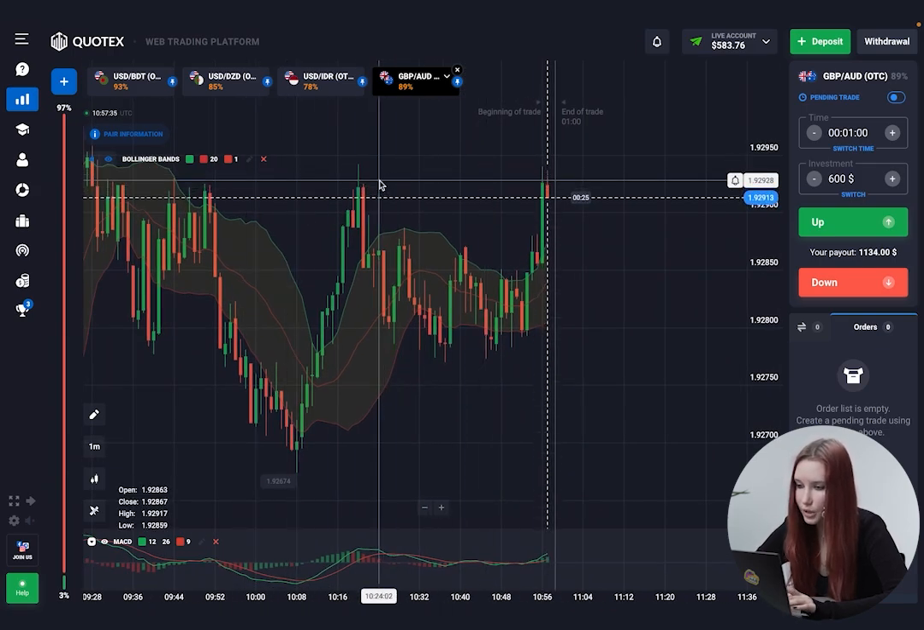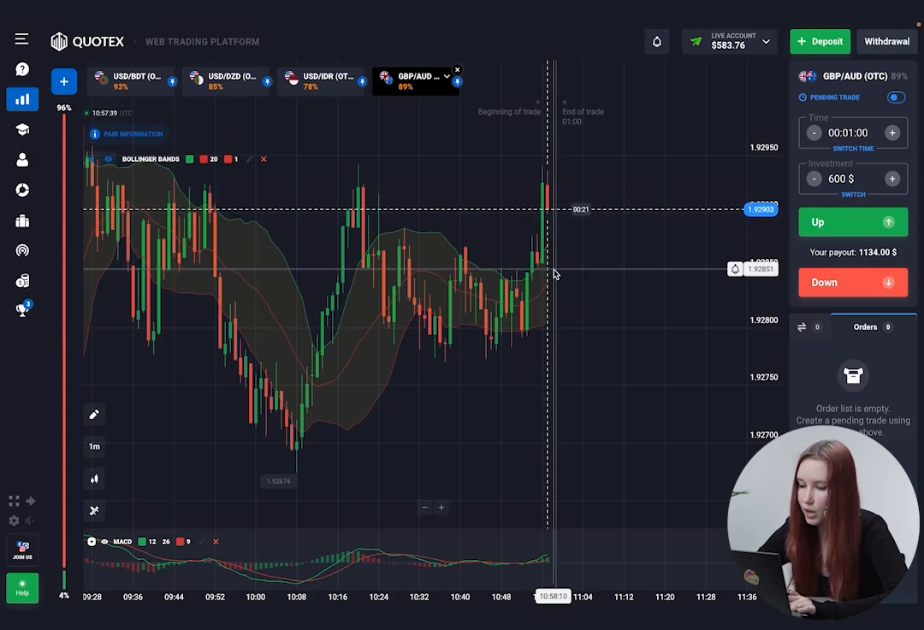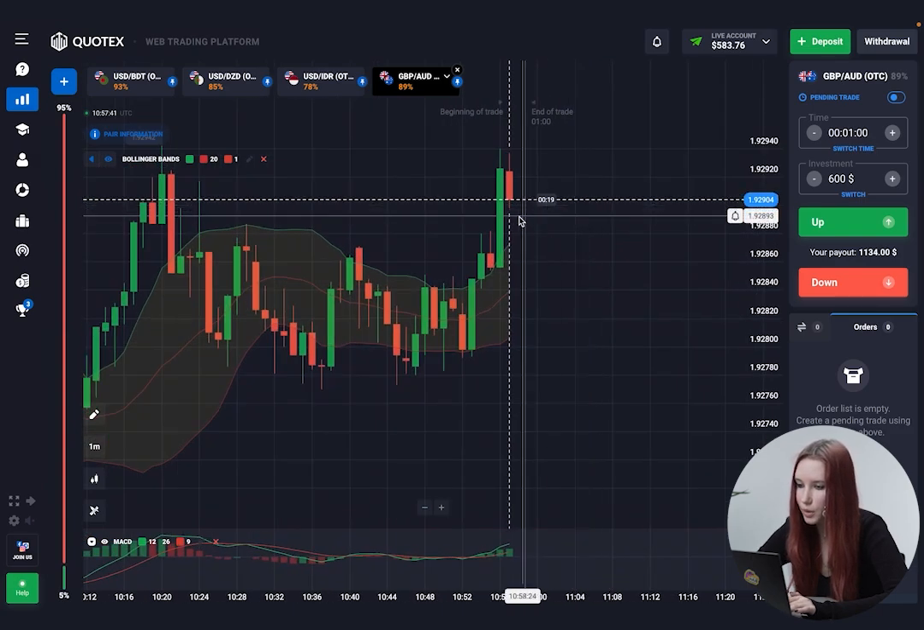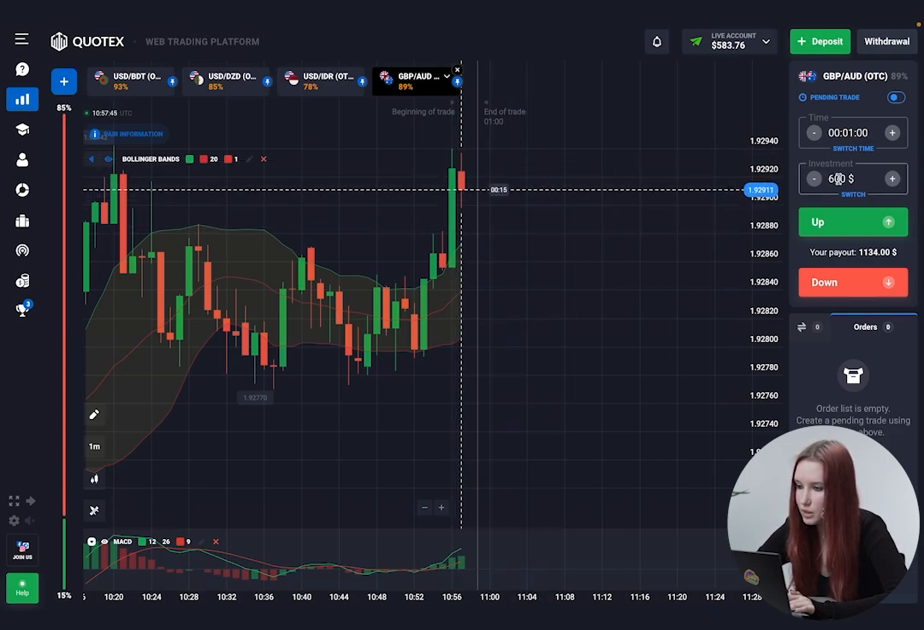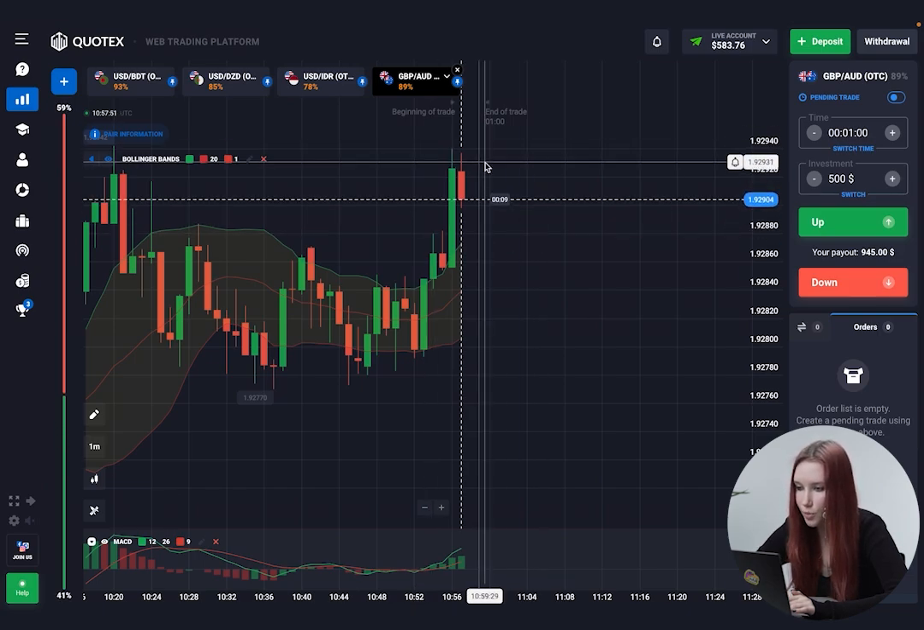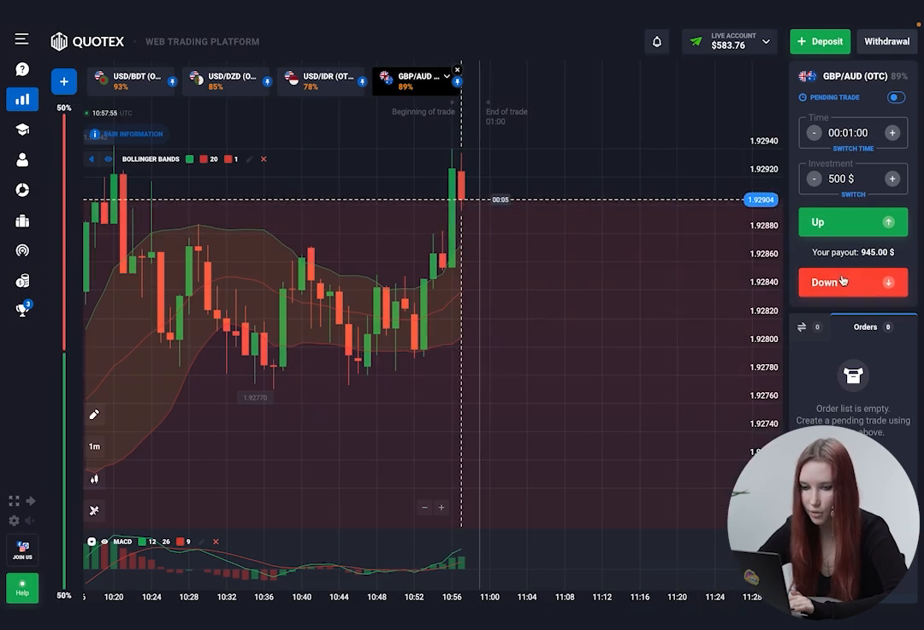And here it reached this resistance level from which the price is rebounding in down direction. So maybe here we can make another deal. Let me do this deal with 500 bucks, and maybe that's the moment from which the price would fall. So be ready for a trade down right now.